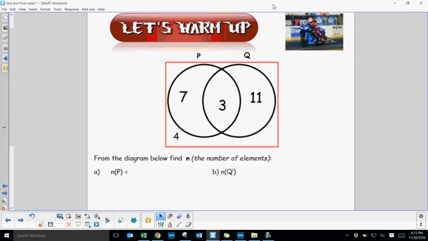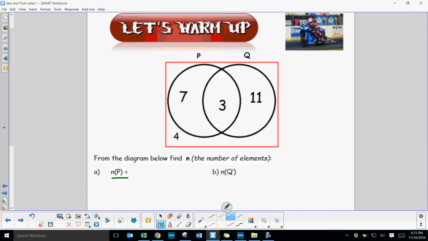Welcome to lesson 5, which is about the union, intersection, disjoint and subset. As usual, let's begin with the warm-up. So we have a Venn diagram here, and you're asked from the diagram to find the n, which is the number of elements. To remind you, the n of P. So we're going to find the n of P first.